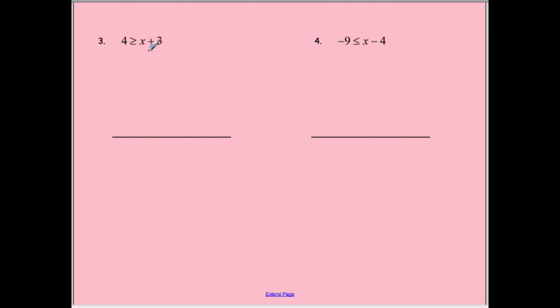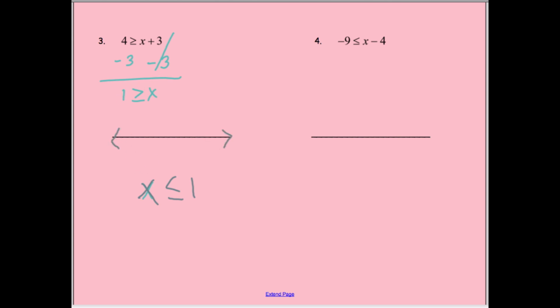Okay, for these problems, our information is on the other side. Our goal still, though, is to isolate the variable. So we have x plus 3 here. That means we want to subtract 3 from both sides of the inequality. That leaves us with 1 is greater than or equal to x. Now remember, we said it's best if we write our variable first in order to help us with our graphing. So we'll have x is less than or equal to 1 because we're wanting to have the reverse of this inequality here.